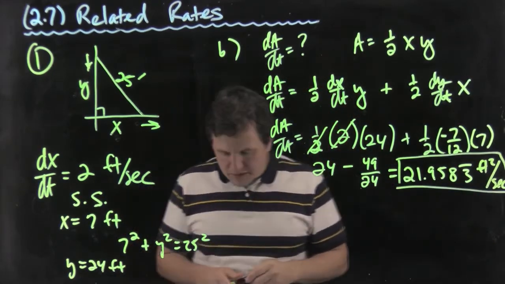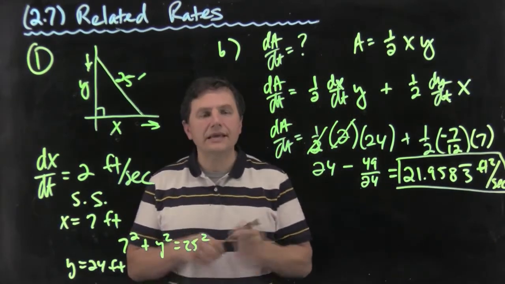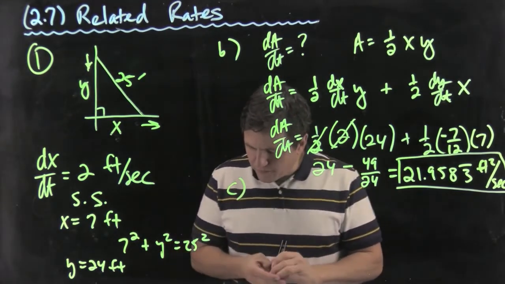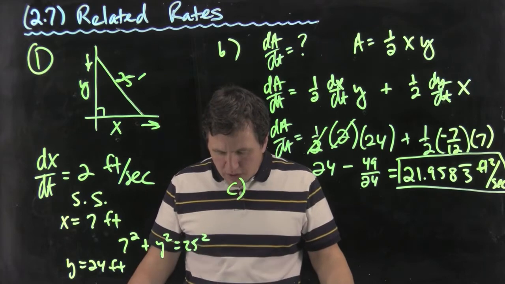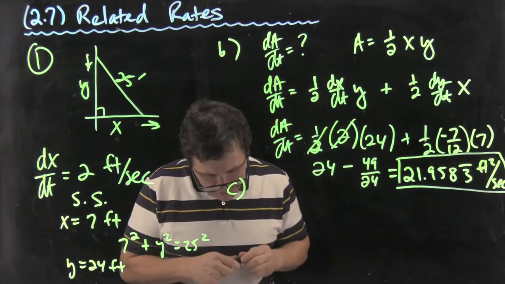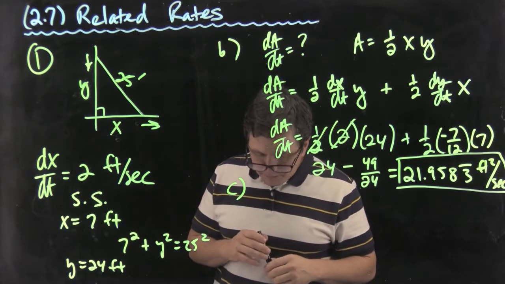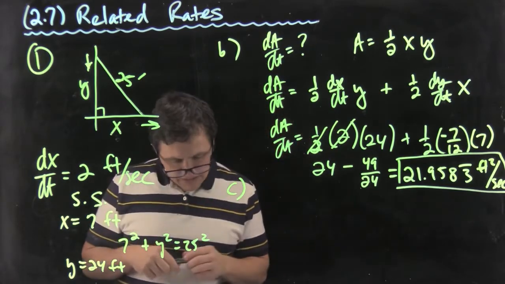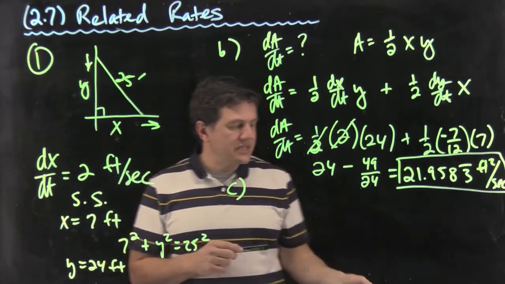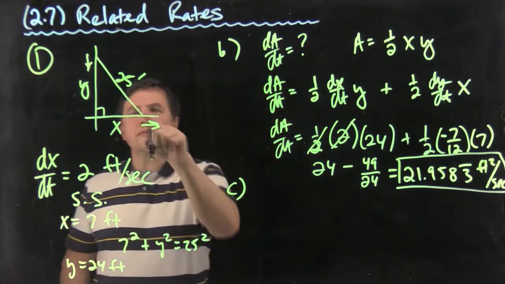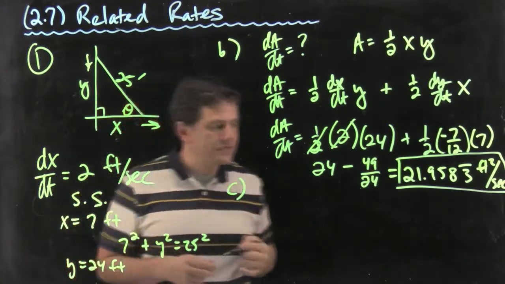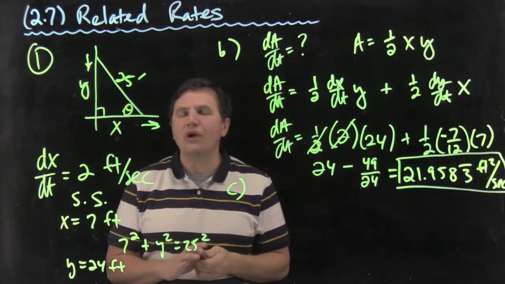Okay, so let's move on to part C. I think I can fit this in here, hopefully. Find the rate at which the angle between the top of the ladder and the wall of the house is changing when the base of the ladder is 7 feet from the wall. So once again, we're going back to that 7 feet snapshot. They're talking about this angle here. I'm going to call this theta. That's a pretty common variable we'll use for angles.